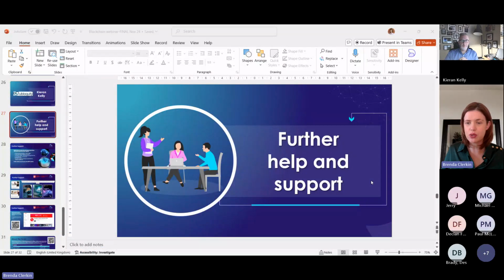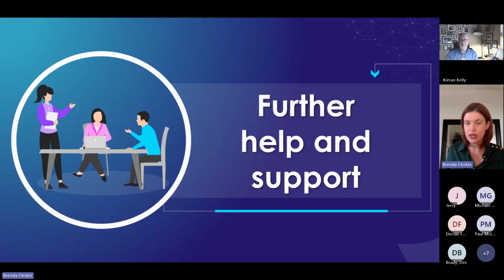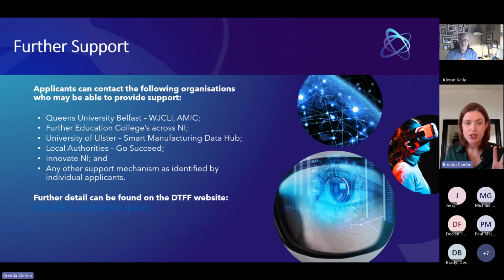But look, we've only a few minutes left, so I just want to wrap up, and then I'll open the floor for any questions. I just want to signpost to further support that's out there to help anyone thinking of applying to the programme, or to the fund, sorry. So ourselves at Queen's, I'll come back to that. Further education colleges are all signed up to this as well. Ulster University, a fantastic smart manufacturing hub there. Your local authorities, local councils, programmes like Go Succeed can be useful. Innovate NI, and maybe you have other mechanisms, maybe mentors and advisors to your business. A lot more information on these various bodies that are part of the DTFF is available on their website. So please do go and have a look.